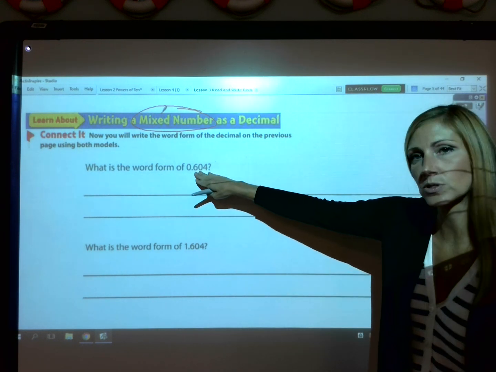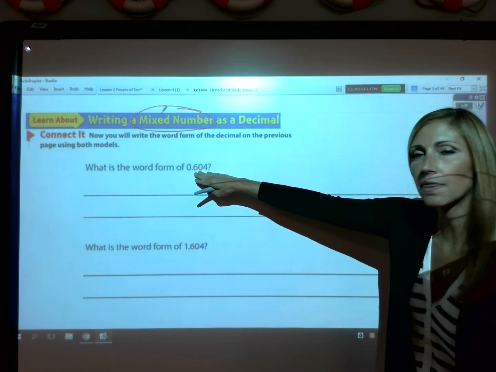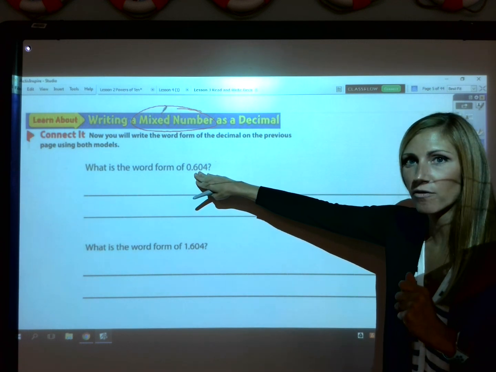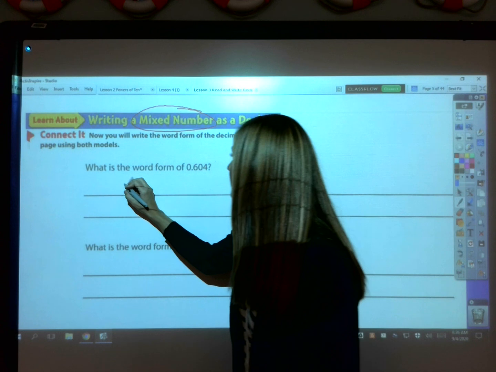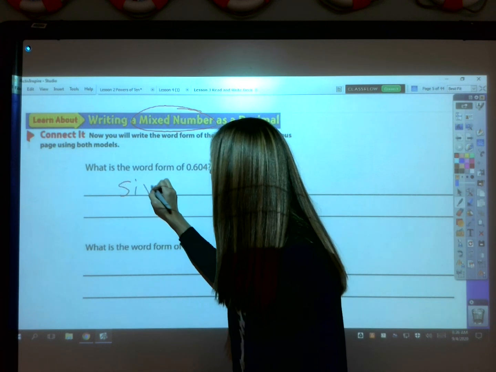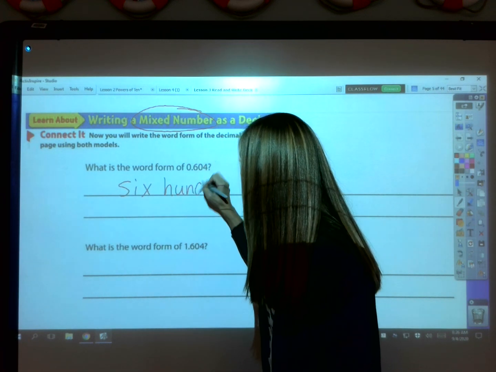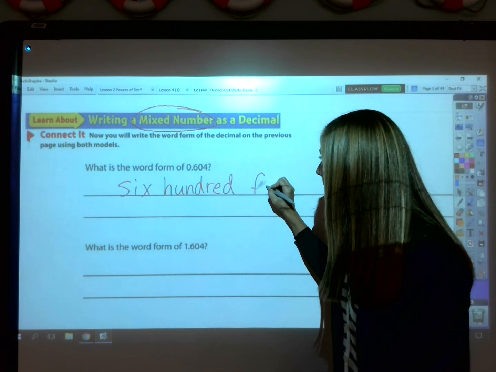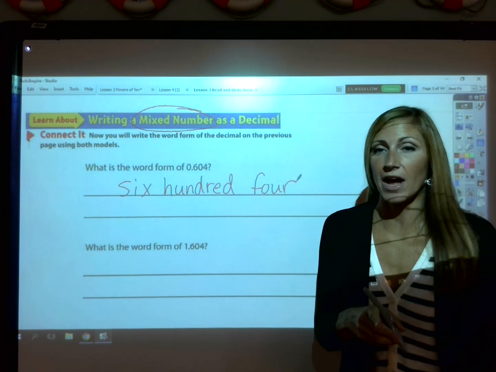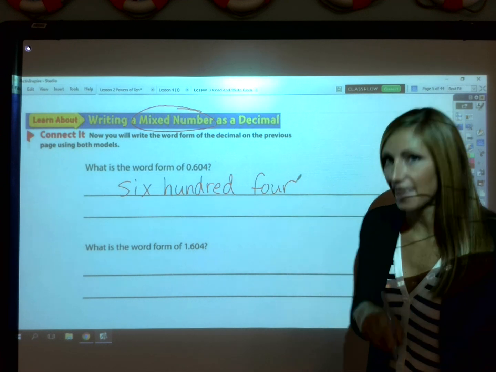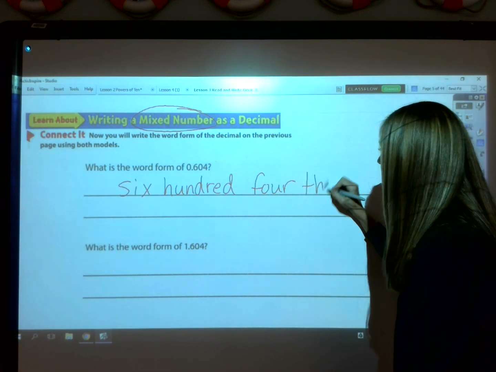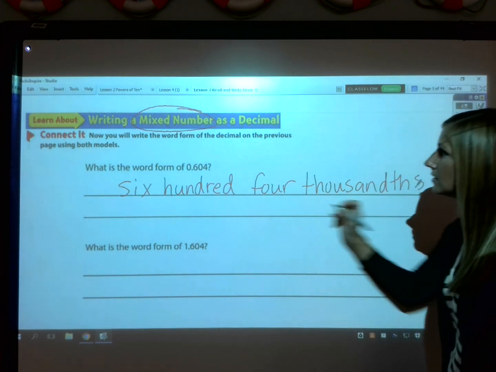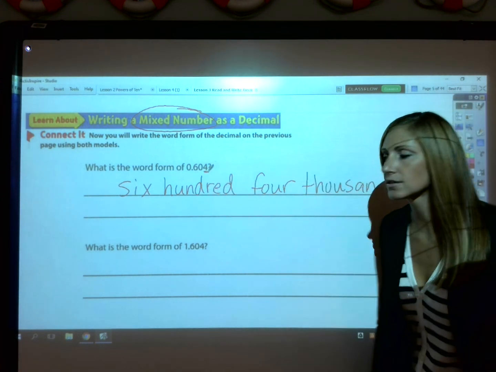So let's review with this one. How would you write this decimal? We just did it, and I've been saying it over and over. It's 600, because we're reading it like a whole number, 604, and then we have to write thousandths to show what place value it ends in, since it ends in the thousandths.